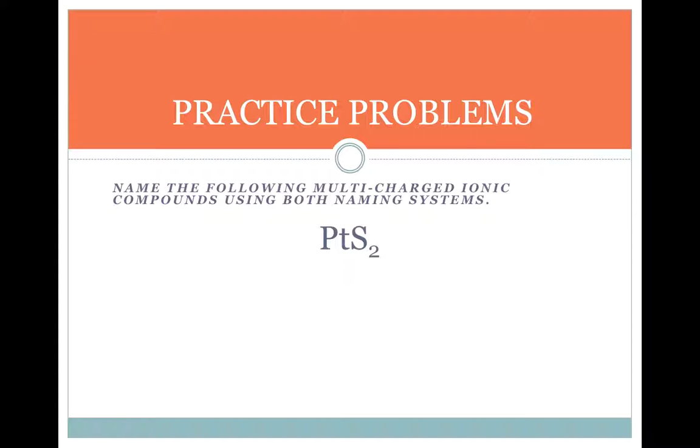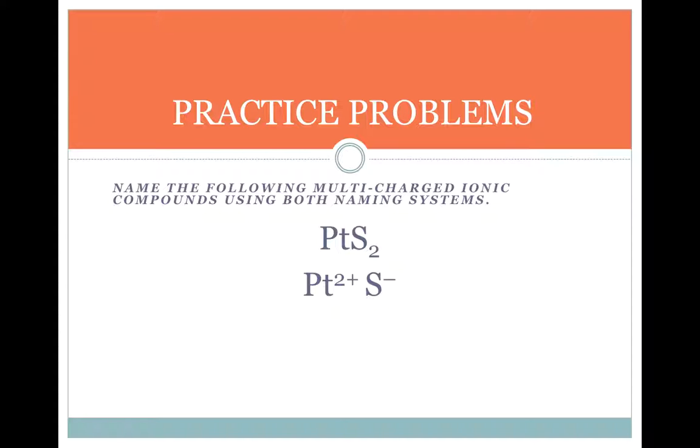Next example is PtS2. Now, platinum is one of the transition elements, but it's not on your yellow card. So therefore, it still can have more than one charge, so we'll go through the process to figure out what the charge on platinum is. If we do reverse crisscross, platinum is going to end up having a plus 2 charge, and sulfide is going to end up having a negative 1 charge.